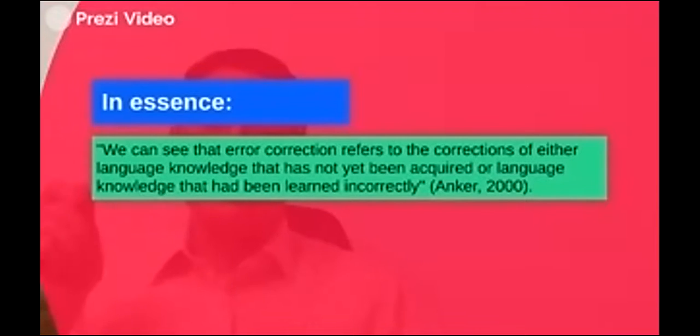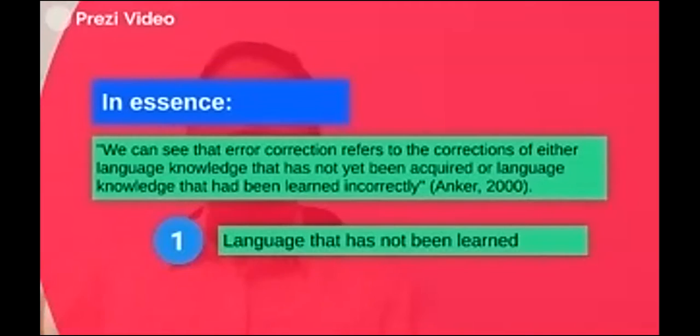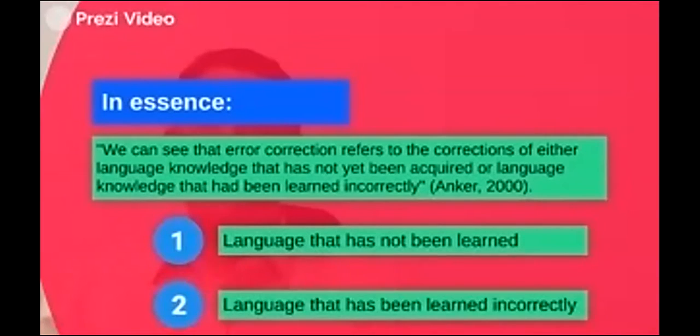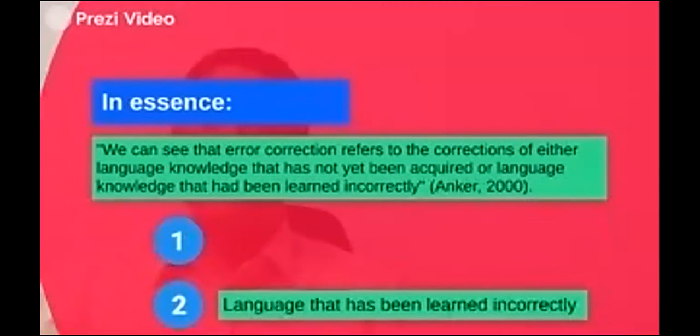We're going to be talking about two important aspects when we talk about error correction. One, correction of language that has not been learned. And two, language that has been learned incorrectly. In fact, the focus that we're going to have most of this time is language that was not learned correctly.